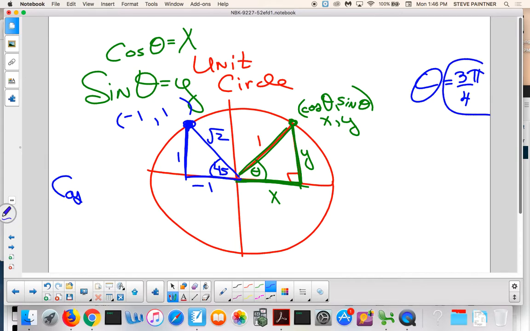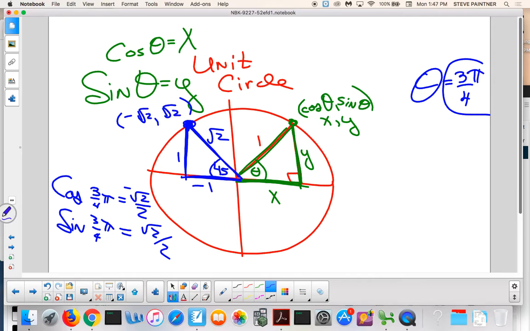Negative square root of 2 over 2. Yeah, well, first of all, you have to look at the reference angle. It's going to be this one over this, so it is going to be square root of 2 over 2. It's negative root 2 over 2. And then what's sine of 3/4 pi? Positive root 2 over 2. Yep. So these answers aren't even close.